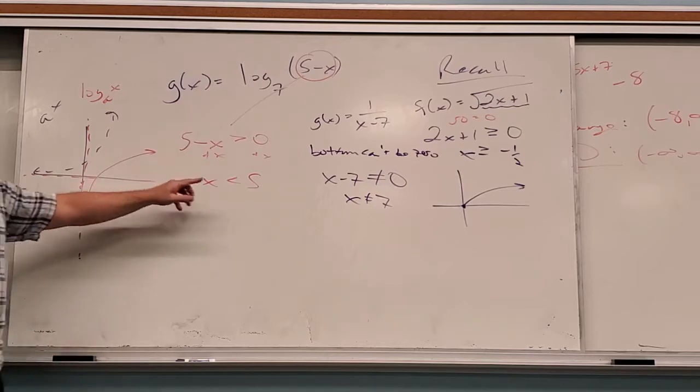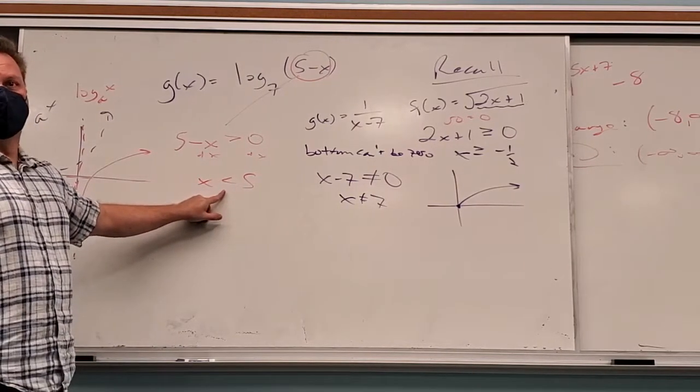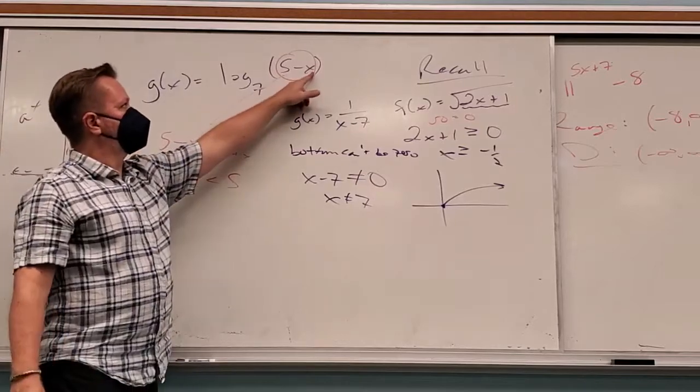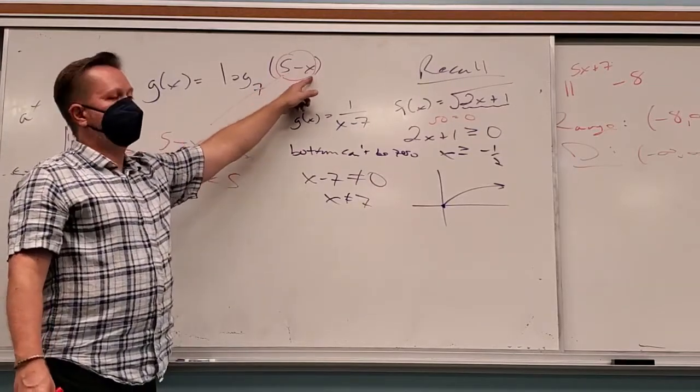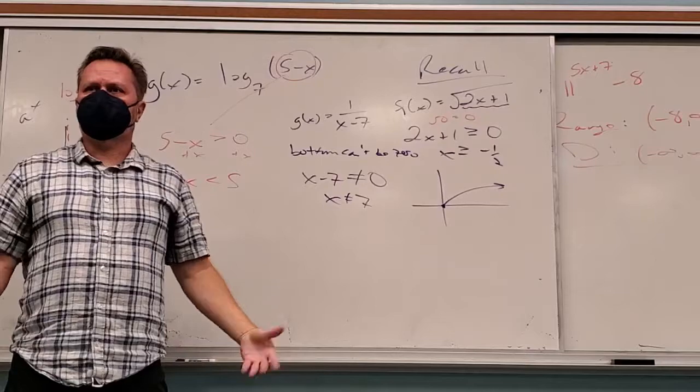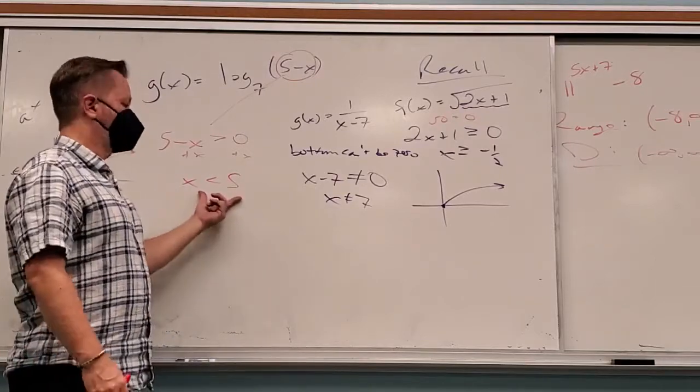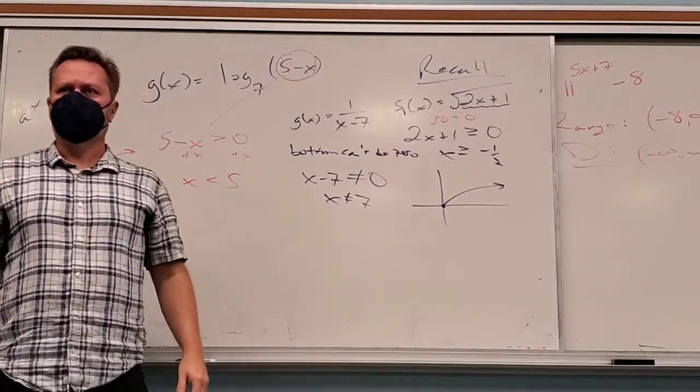Okay, maybe. So if I try to plug something bigger than 5, what happens? Let's try to plug 6 in, what happens? 5 minus 6, negative 1. A log can't do a negative number, so that checks. It makes sense. So it's got to be less than 5 for this to work.